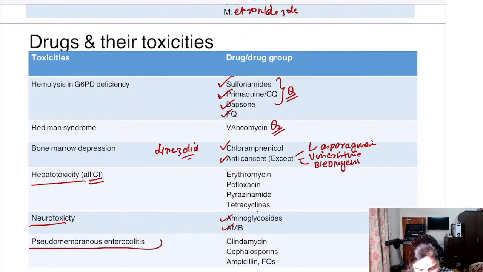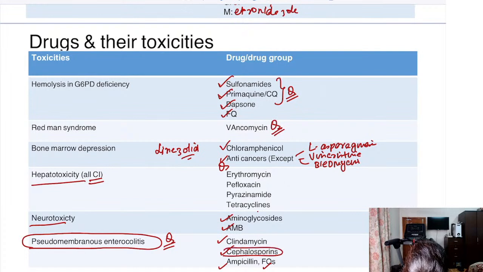Pseudomembranous enterocolitis, this is also very, very important. ठीक है, pseudomembranous enterocolitis, very, very important. And इसमें आप clindamycin, cephalosporins, ampicillin and fluoroquinolones. ठीक है, clindamycin, cephalosporins, ampicillin and fluoroquinolones, they are. जो अगर इसमें से जो टॉप मोस्ट आगा क्वेश्चन आता है, which is the most, actually the most है इसमें, cephalosporin has the maximum tendency followed by aminopenicillins like ampicillin and all.